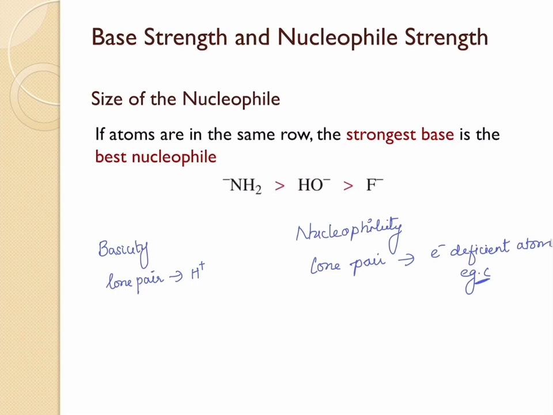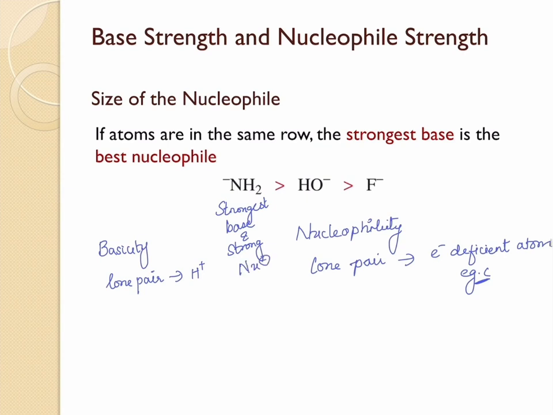For example, when we compare the attacking atoms in the first row of the periodic table, let's say we have NH2 minus, OH minus, and F minus. Between these three nucleophiles, which one is the strongest nucleophile? NH2 minus is the strongest of all because it is the strongest base. This is the strongest base, and therefore this is the strongest nucleophile also.